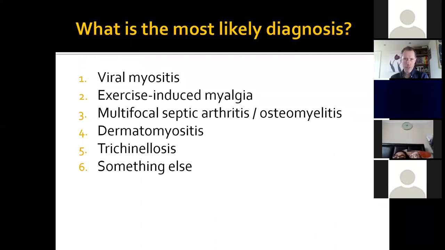Okay, so the top differential was viral myositis, but some thought exercise induced myalgia because he'd been doing a lot more exercise than usual. Dermatomyositis was up there. Trichinellosis, I wonder if anyone knew what that is, but that is a parasitic worm infection where the worms often end up in the muscle and can cause myalgia and pain. And something else, well, unfortunately, I can't ask you what something else might be at the moment. So let's give you a little bit more information about this case.